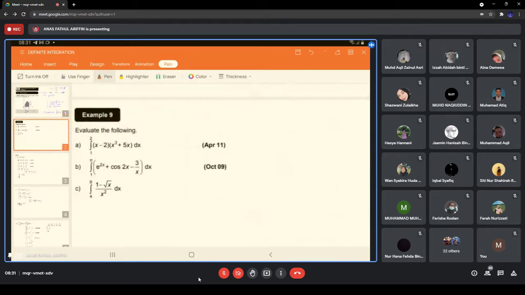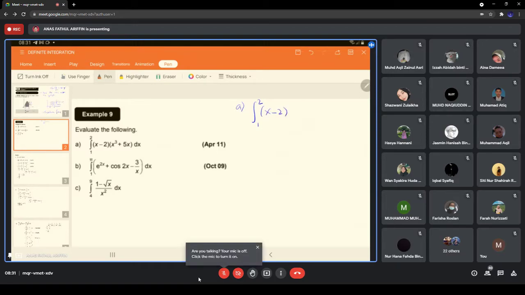Okay, so let's say we have this example, example 9 for question A. We integrate this one, the lower limit is 1, the upper limit is 2, which is the interval. And we have this function (x minus 2)(x power of 3 plus 5x) dx. We want to find the value.